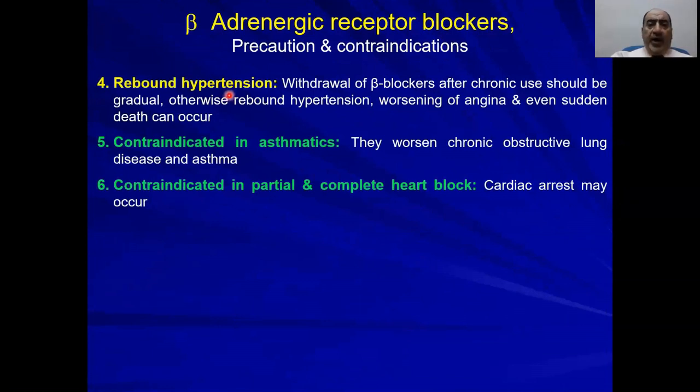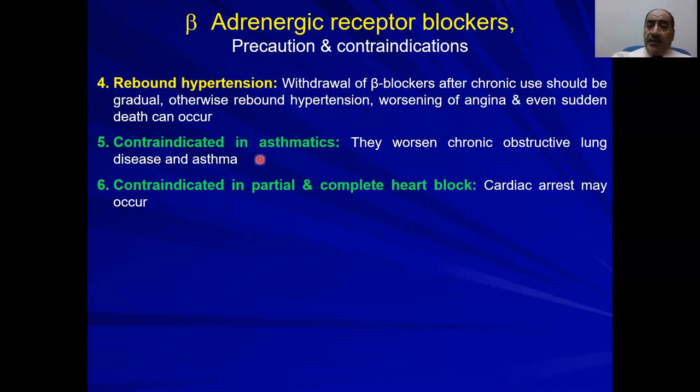Precautions and contraindications include rebound hypertension. This is the precaution: whenever you stop these drugs, you have to go gradually. So you have to do gradual withdrawal. Otherwise, there will be rebound hypertension. This will worsen angina, of course, because now there's hypertension and an increase in heart rate, so there will be an increase in oxygen demand. This will aggravate the angina, and even sudden death could occur.